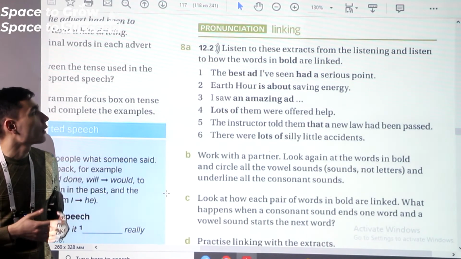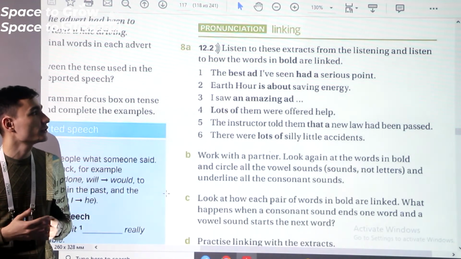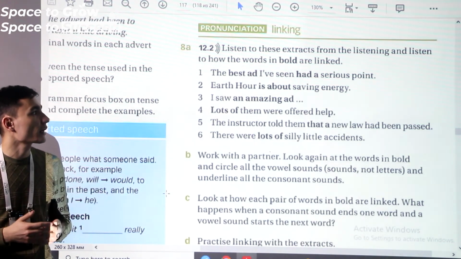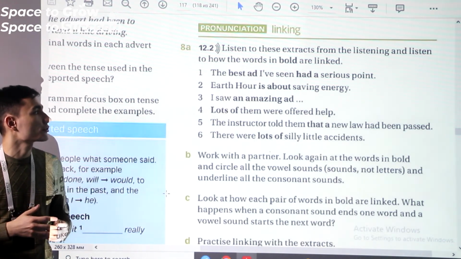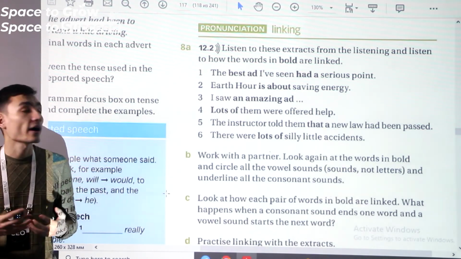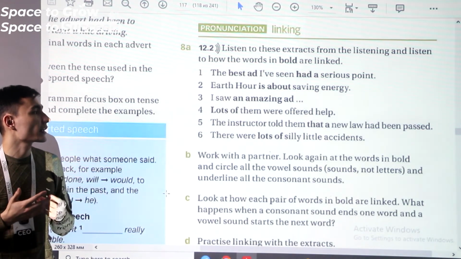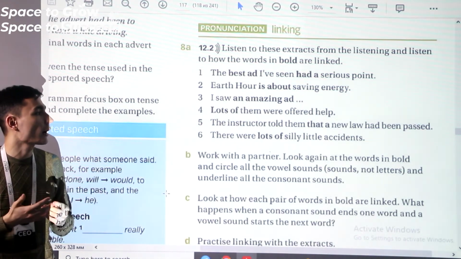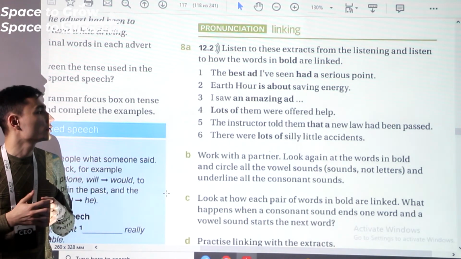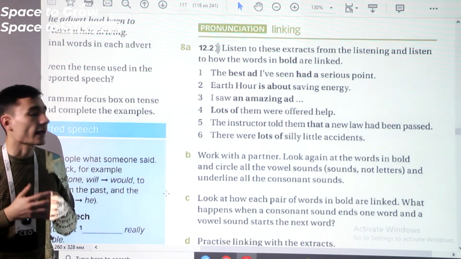And as you see, 1. The best ad I've seen had a serious point. 2. The Earth's hour is about saving energy. 3. I saw an amazing ad. 4. Lots of them were offered help. 5. The instructor told them that a new law had been passed. 6. There were lots of silly little accidents.